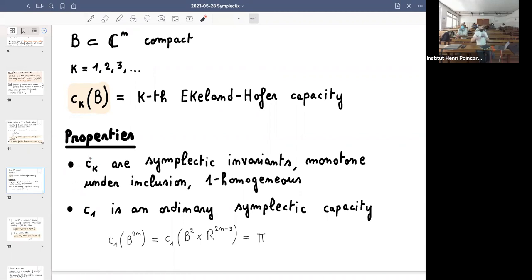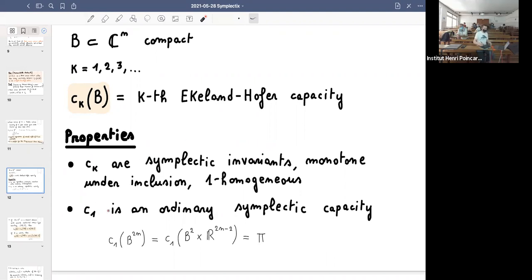Their constructions, it's a min-max, which is a little bit involved. There are actually several recipes that are more or less equivalent. But so first property, among the most important: the c_k are symplectic invariants, monotone under the inclusion, therefore monotone under symplectic embedding, and one homogeneous.